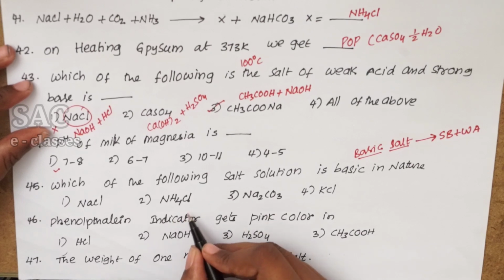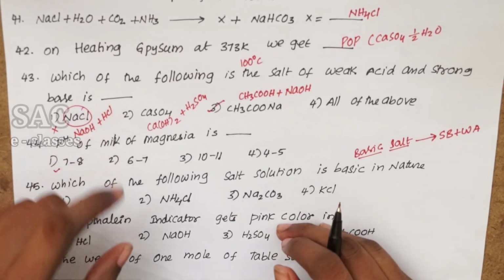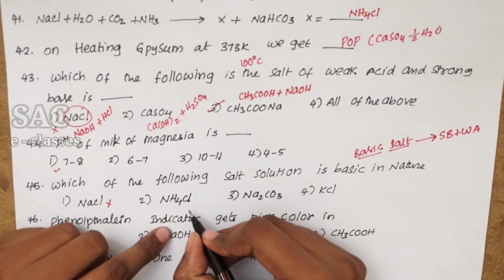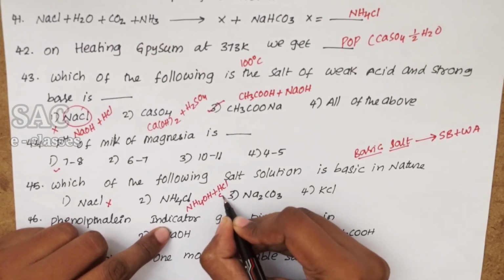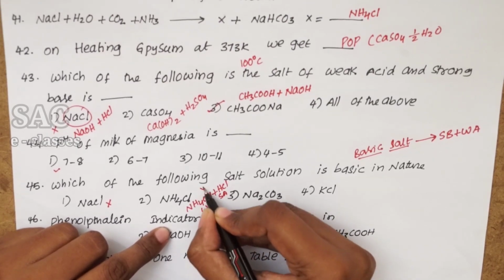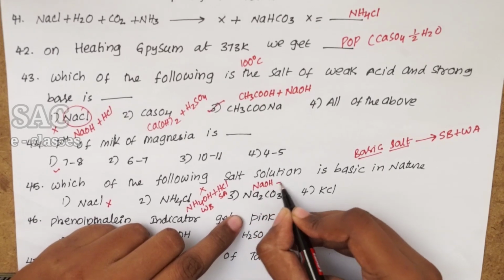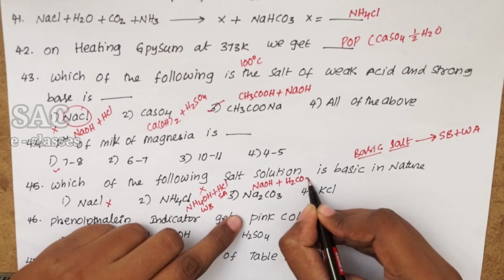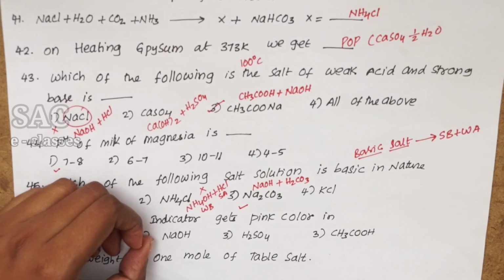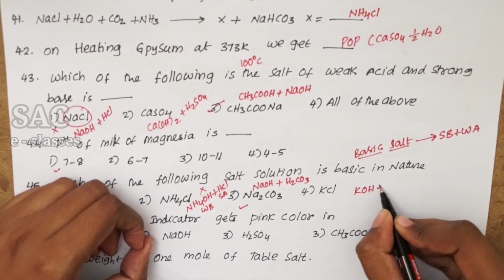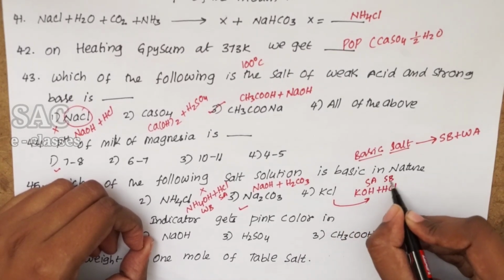Na2CO3, NH4Cl and NaCl. NaCl anyhow will not be, because it is strong acid, strong base. NH4Cl will not be because it is formed due to NH4OH plus HCl. It is strong acid, weak base. Na2CO3 is formed due to NaOH and H2CO3, a carbonic acid. Clearly, this is the basic salt. This other one is also a neutral salt because it is strong acid, strong base.